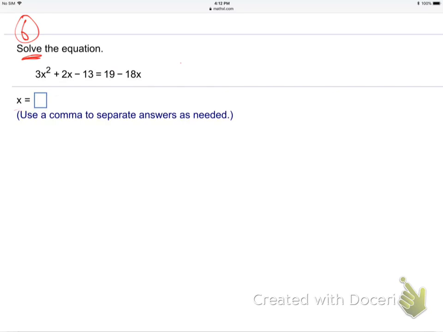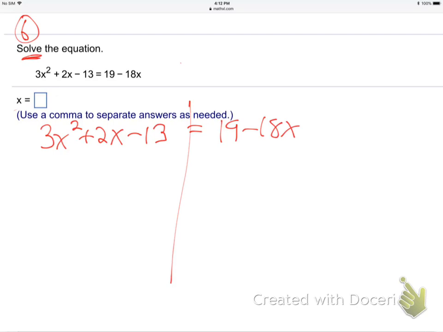Let me make it a little bigger here. So 3x squared plus 2x minus 13 equals 19 minus 18x. So what are we going to do? What's the game plan?